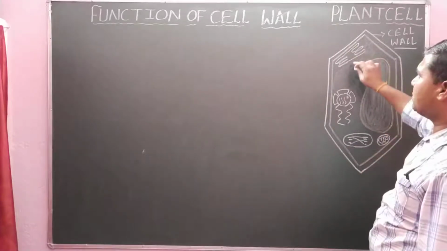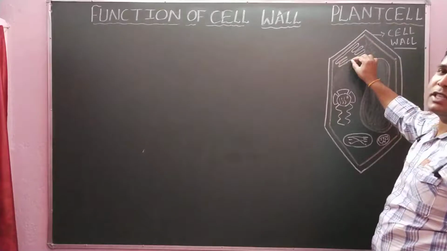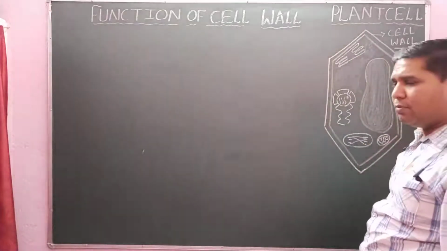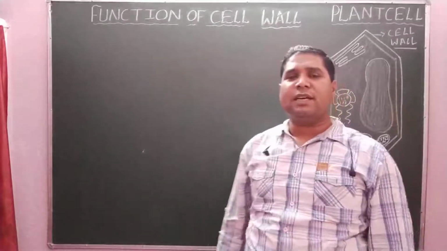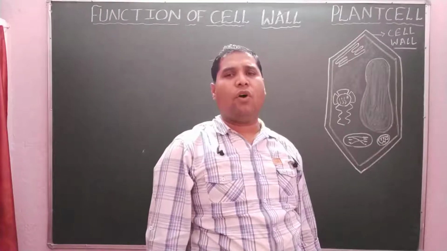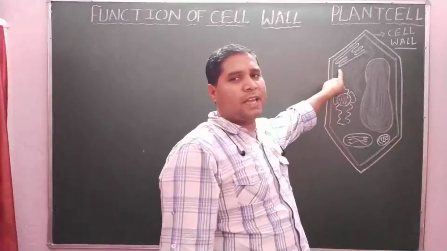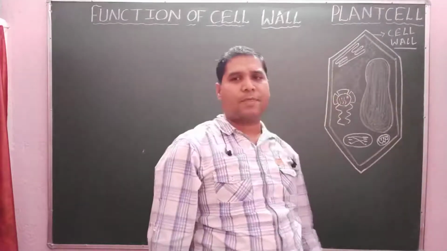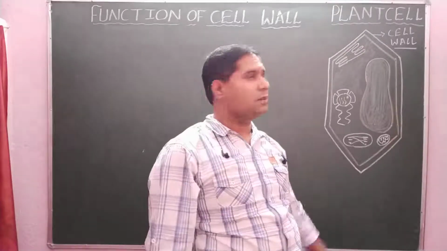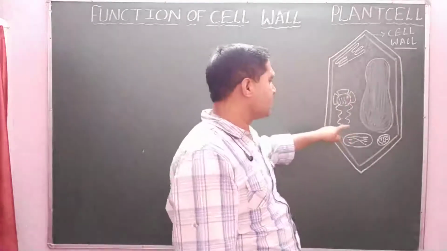Dear student, you see this particular diagram. This organelle is known as a dictyosome. Its main function is the secretion of enzymes and hormones, dear student. In the animal cell, it is known as the Golgi apparatus or Golgi body, but in the plant cell it is known as a dictyosome.